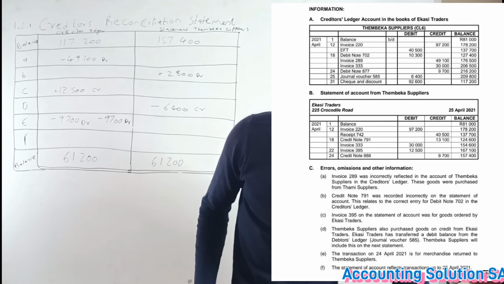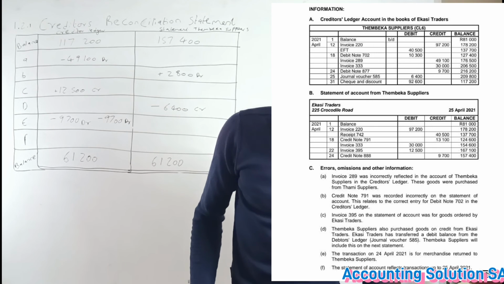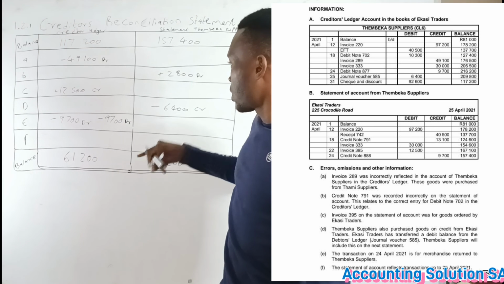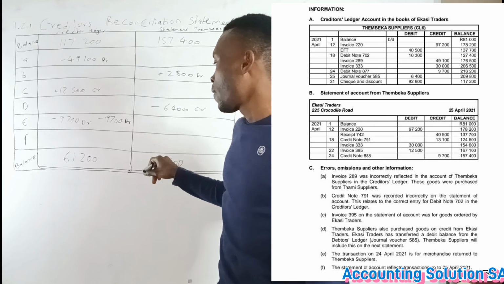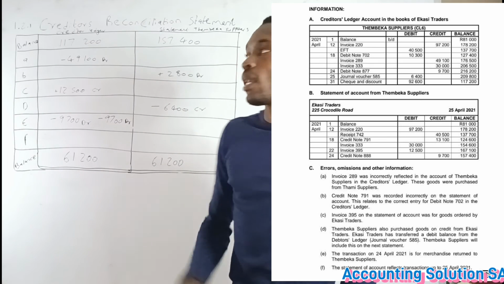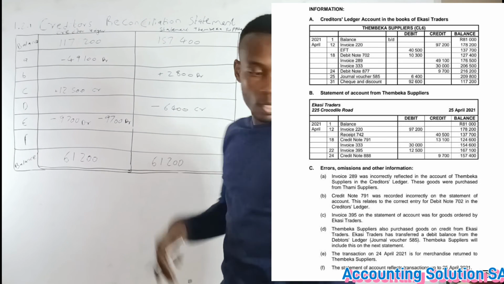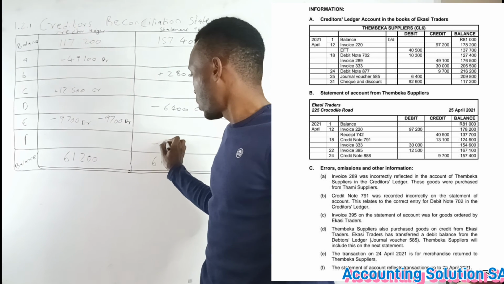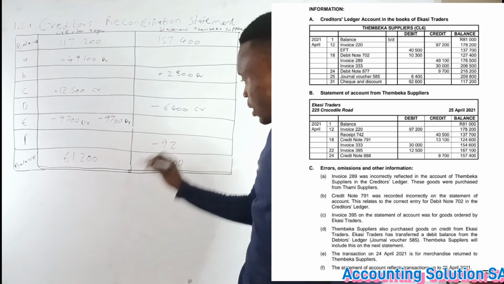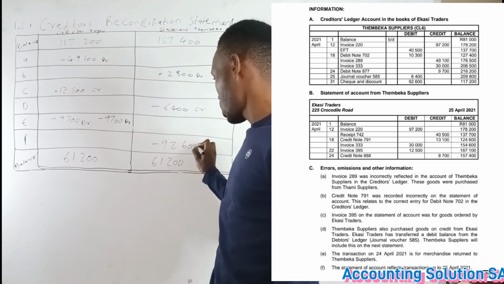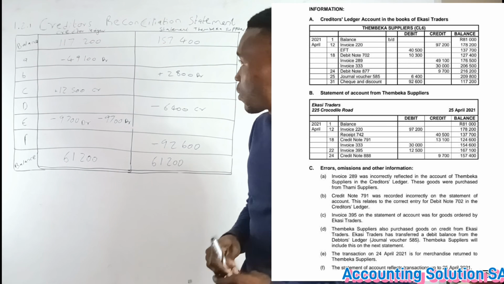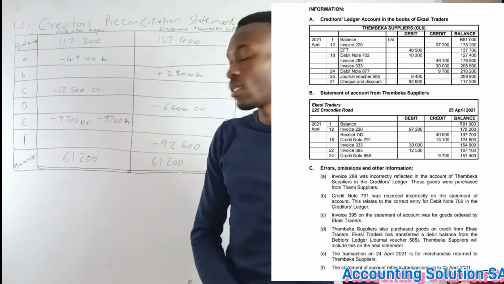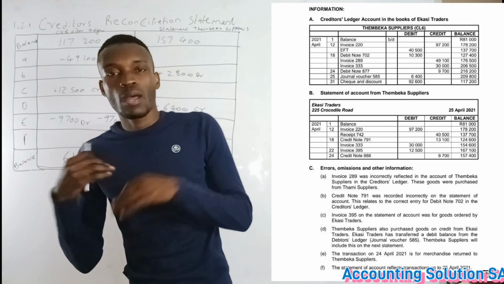So if you take 117 plus minus 49, okay, apologies, we are going to do this side. We take 57 plus 2008 minus 6004, then you subtract with this one. The answer that you are going to get here, you subtract this one, then you will get an amount of negative 92,600. Obviously, if you calculate from the top, 57 plus this minus this and minus this, you are going to get 61,200.